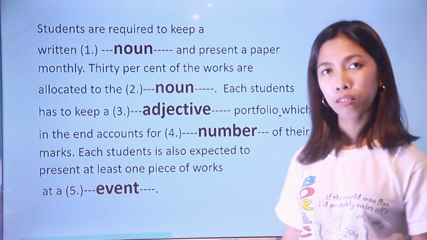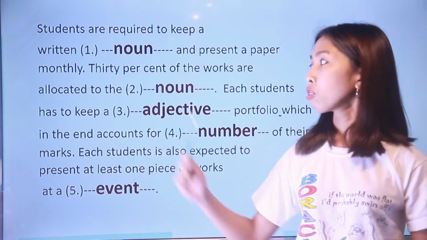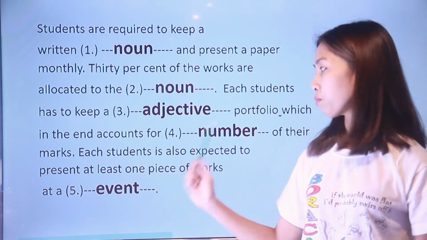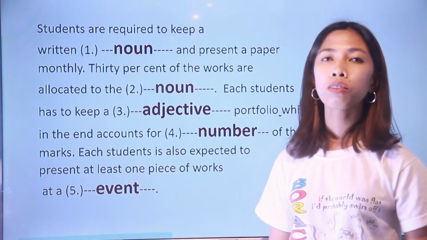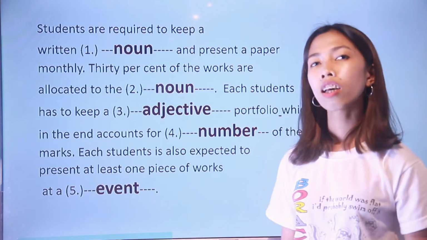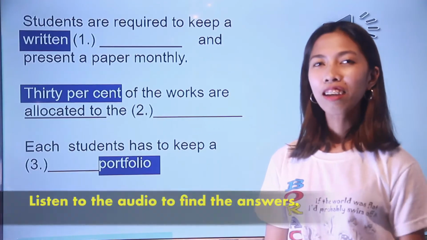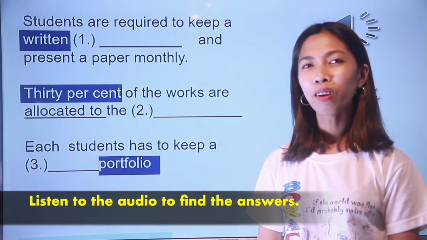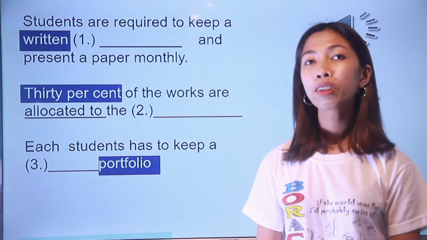In this case, we already have the example answer. Number 1 is a noun, 2 a noun, 3 an adjective, 4 a number, and 5 will be an event. You can pause this video to take a look at this carefully and study how or why these are the answers. Next, we're going to hear extracts of the whole audio to see what the answers are for the following numbers. So let's start with number 1.